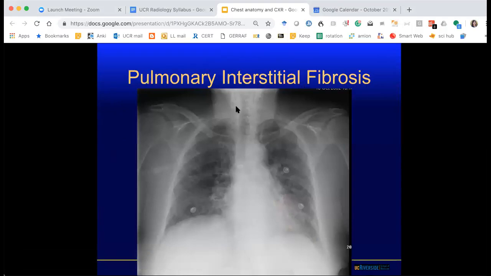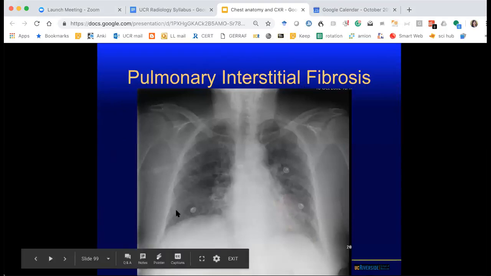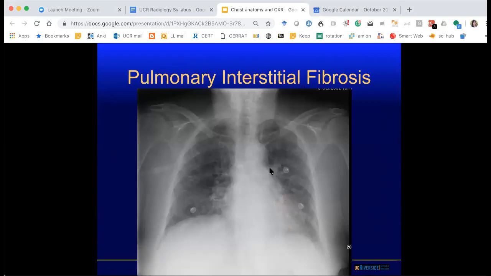But here, I go through the lines and tubes. There's none. Lung volumes, it's sort of on the lowest end. The right hemidiaphragm is a little elevated. I look at the lungs, there's increased interstitial markings, but no consolidation. And then look at the mediastinum. It's not really enlarged, but the pulmonary artery looks a little big. So you can get PAH, pulmonary arterial hypertension, in patients with interstitial lung disease.